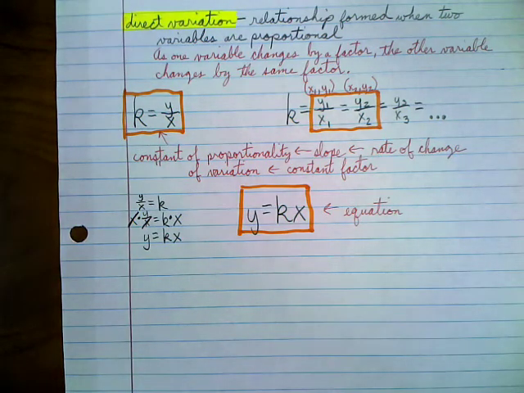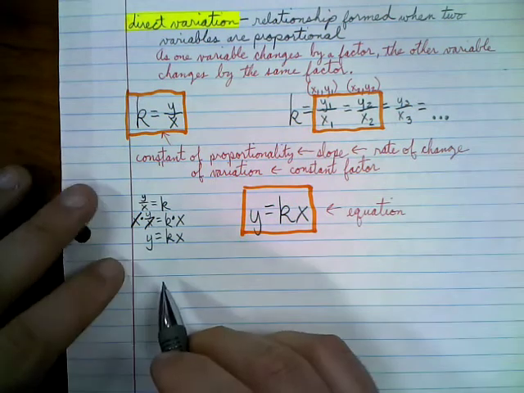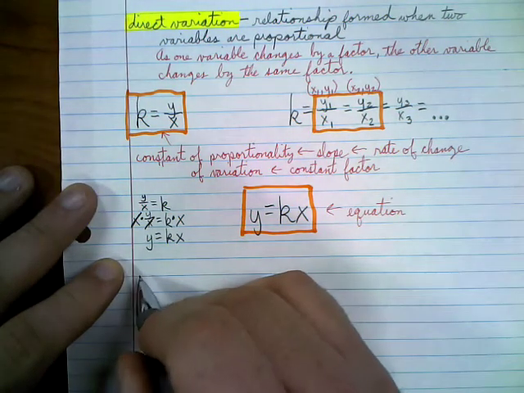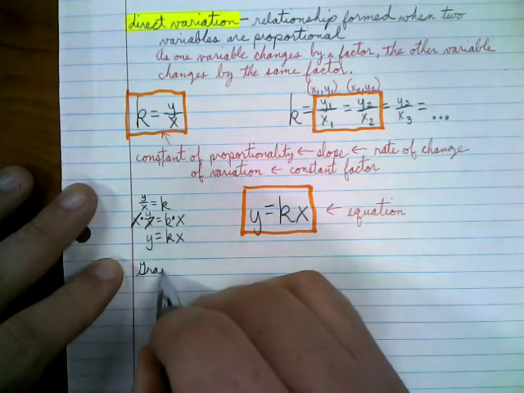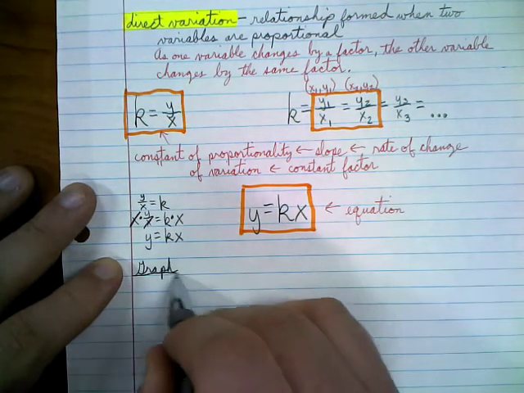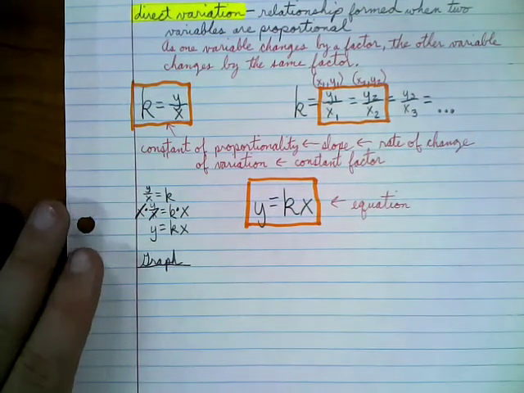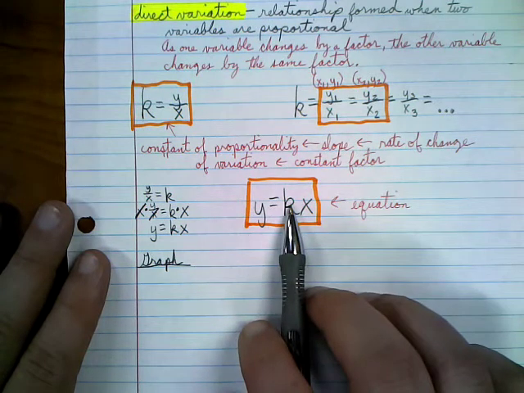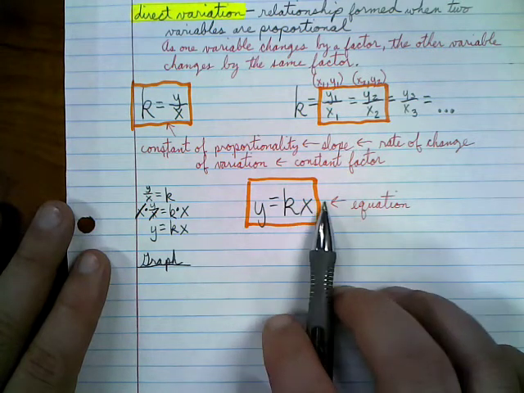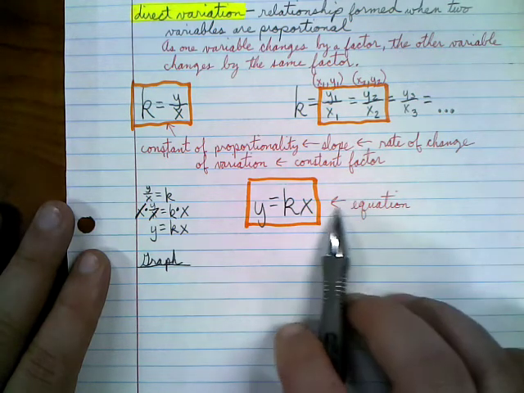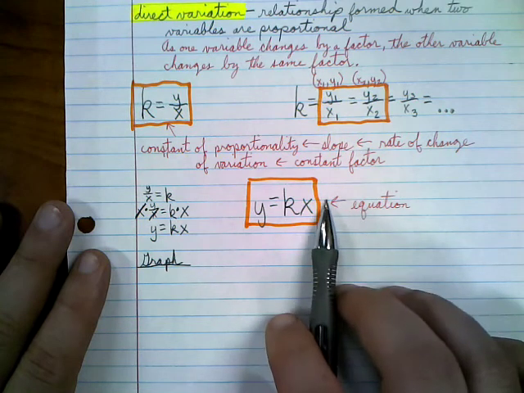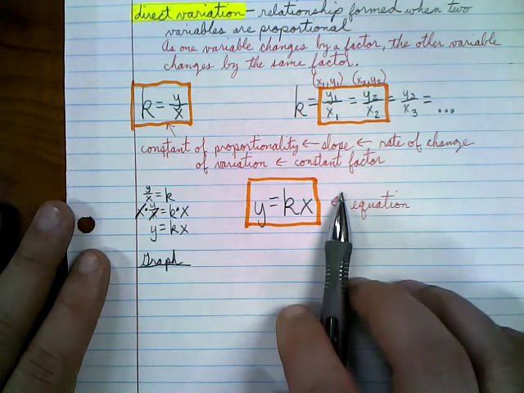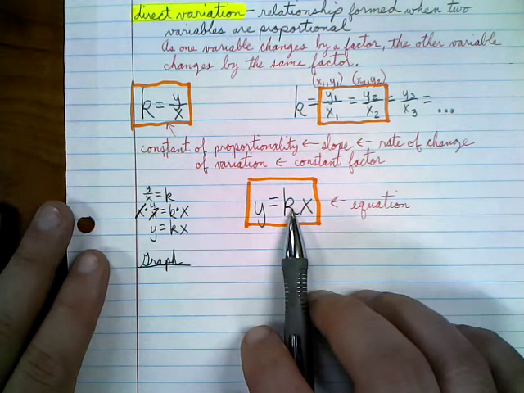Another way that we can identify a direct variation is by looking at its graph. Because its formula is y equals kx, where k is the slope, if we think about our slope-intercept form, y equals mx plus b, well, we don't have a plus b, which means that all of these are going to go through the origin. They're going to have a y-intercept of 0. And then k will be my slope.